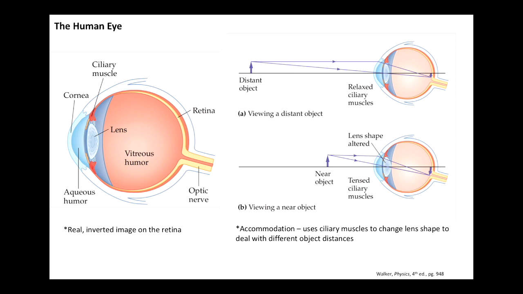Let me add to this that if it's, we'll say, very far away, you end up with roughly parallel rays. And this is the case where it's the easiest. The farther the object gets away, the more parallel the rays are.